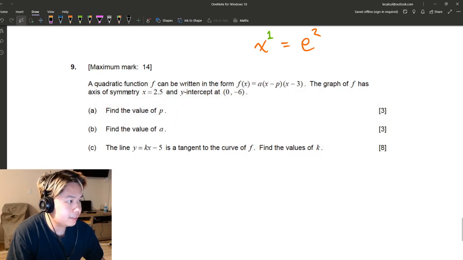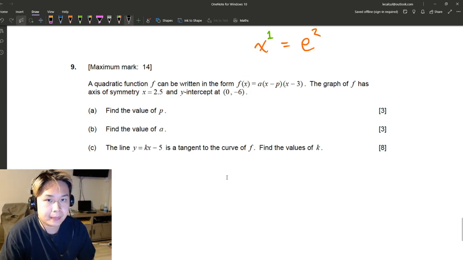So we have a quadratic function, and it's going to be written in factored form. So f has an axis of symmetry at 2.5, and it has a y-intercept at (0, -6). And then we need to find the value of p. P is one of the x-intercepts. Our first x-intercept is 3. And since we know the axis of symmetry, then we can just reason out where the other x-intercept needs to be.